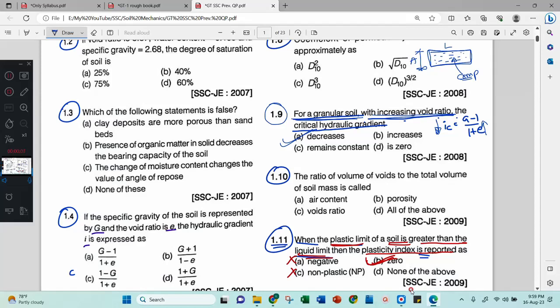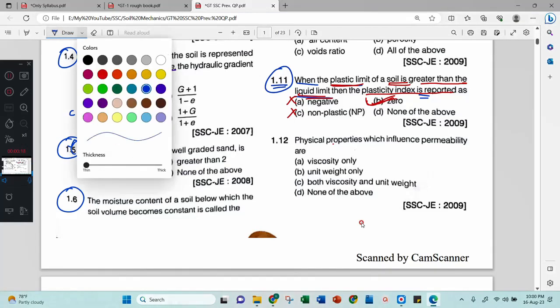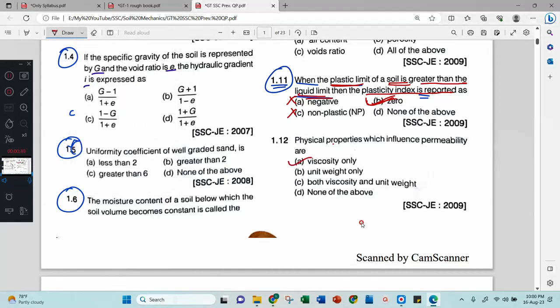Yes, sir. Next, the physical property which influences permeability are... Viscosity will influence the permeability. Unit weight also, very important. Only one of them he is saying, no, therefore this is the wrong answer. Unit weight only he is saying, no, therefore this is the wrong answer. Both viscosity and unit weight, no, therefore this is the right answer. Right? None of the above will not come.